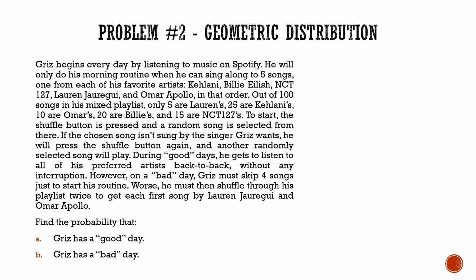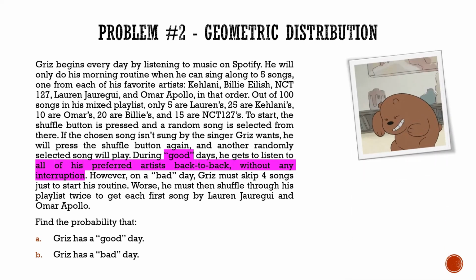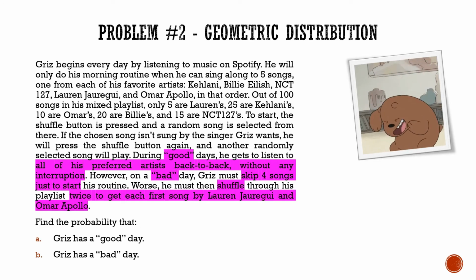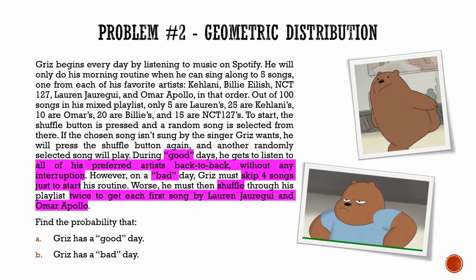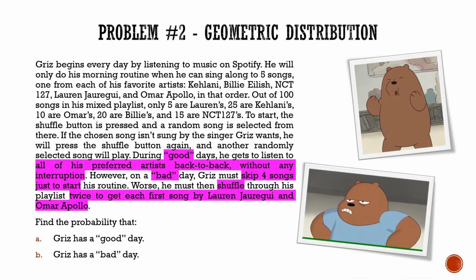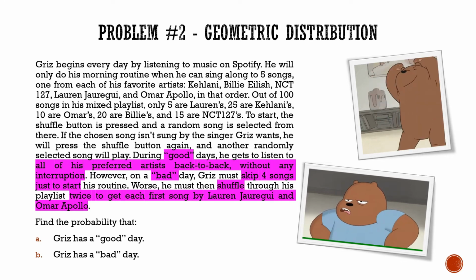Now we're going to highlight our third main idea. It is stated that during good days, Gris can listen to all of his preferred artists back to back without any interruption. While on bad days, he must skip 4 songs just to start, and then he must shuffle twice to get each first song by Lauren Reggie and Omar Apollo.